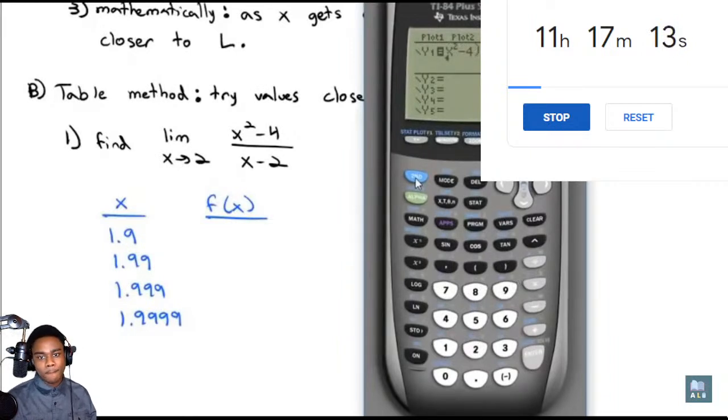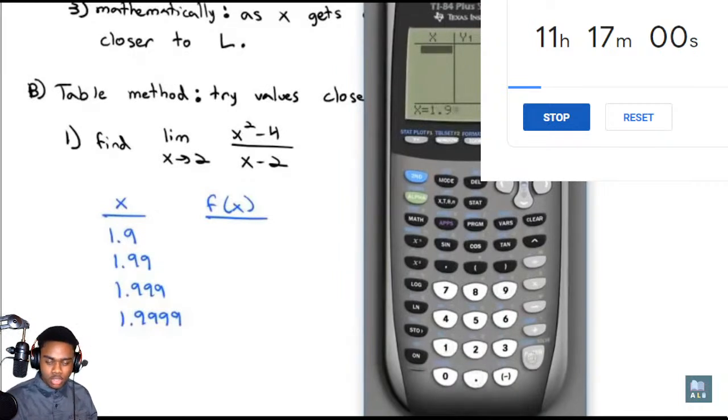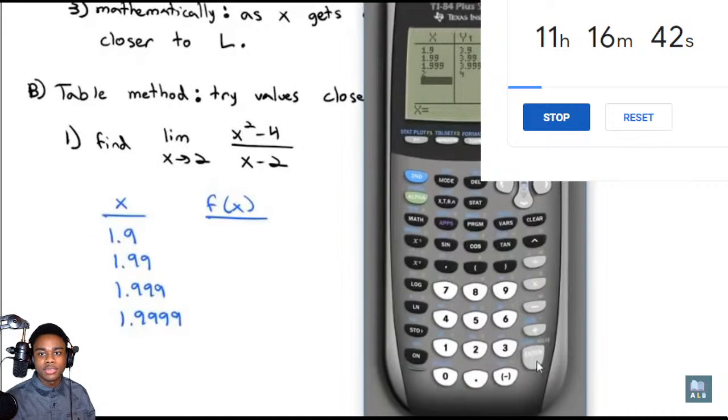Now we'll go to our table by hitting second table. There are values in here from a previous problem we don't need, so I'm going to delete those all out. Our x's start at 1.9. Enter. Then we've got 1.99. Enter. Then 3 nines, 1.999. And then finally 1.9999, 4 nines.